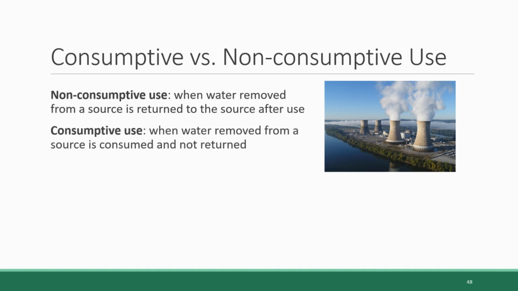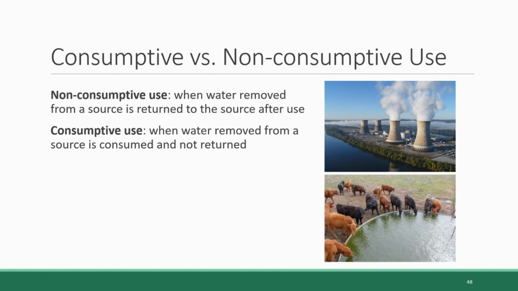Consumptive use, on the other hand, is when water is removed from a source and then it's not returned, it's fully used up. So an example of consumptive use is withdrawing water to supply to livestock. The livestock drink the water, it becomes part of their bodies, part of their physiology, and it doesn't get put back into the aquifer or the lake or the river from which it was withdrawn.